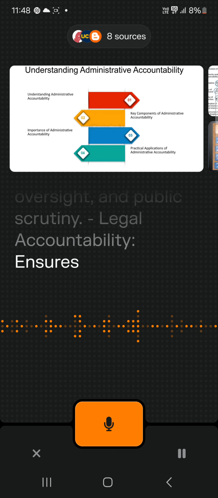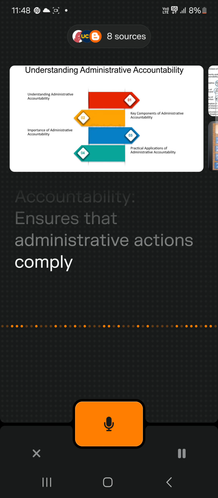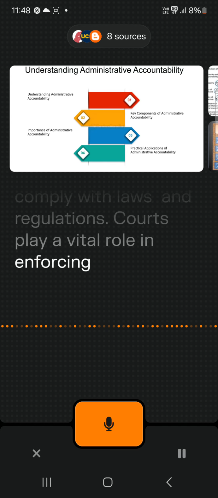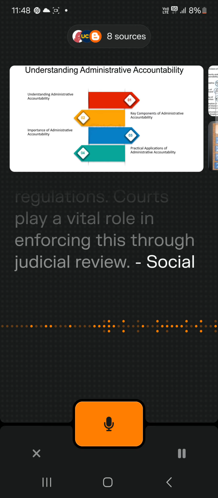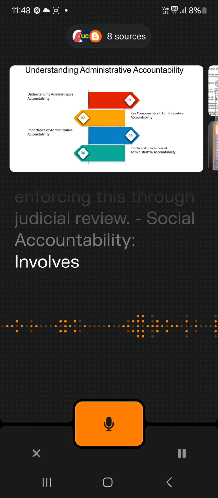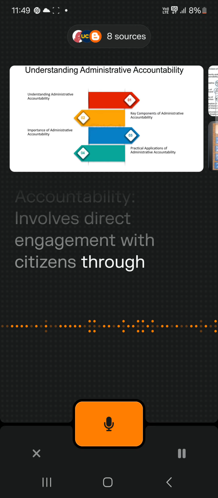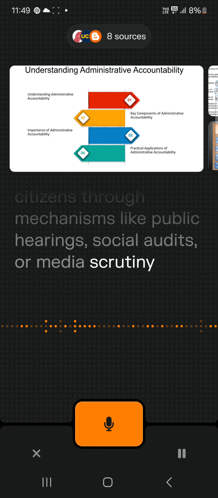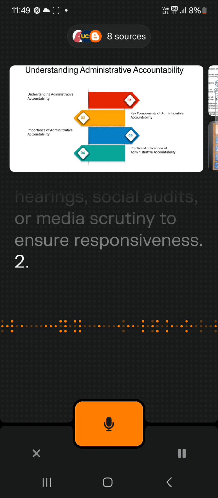Legal accountability ensures that administrative actions comply with laws and regulations. Courts play a vital role in enforcing this through judicial review. Social accountability involves direct engagement with citizens through mechanisms like public hearings, social audits, or media scrutiny to ensure responsiveness.